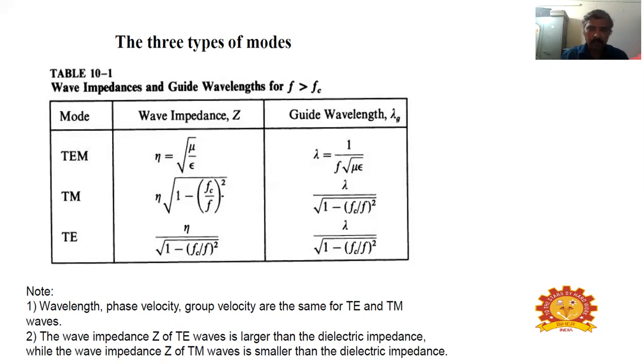Then we do have some other notable points from here. Wavelength, phase velocity, and group velocity are the same for TE and TM waves. The wave impedance of the TE wave is larger than the dielectric impedance, while the wave impedance of the TM wave is smaller than the dielectric impedance.